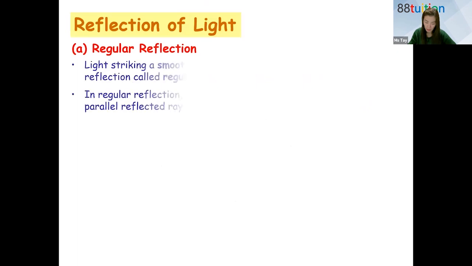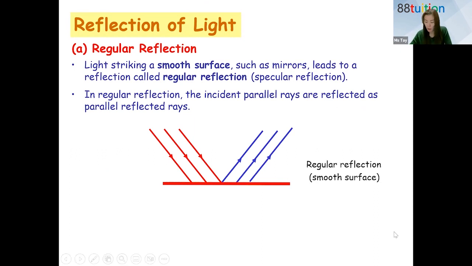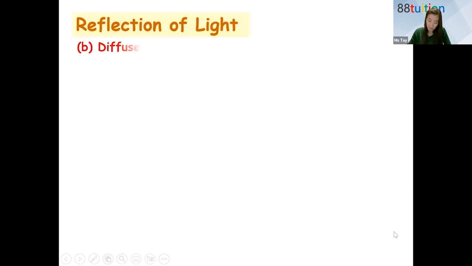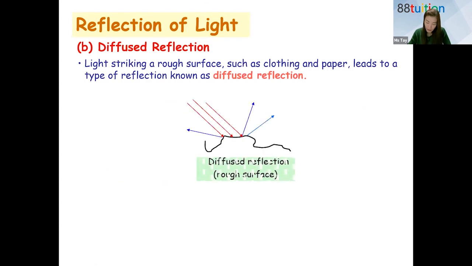So we talk about regular reflection: light hitting a smooth surface. The incident rays come in parallel, and when they are reflected, they are also parallel rays. So this is regular reflection on a smooth surface. When light hits a rough surface, we have a diffused reflection. The next slide will show you a better example, right?